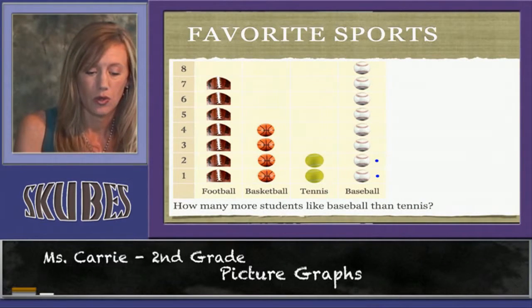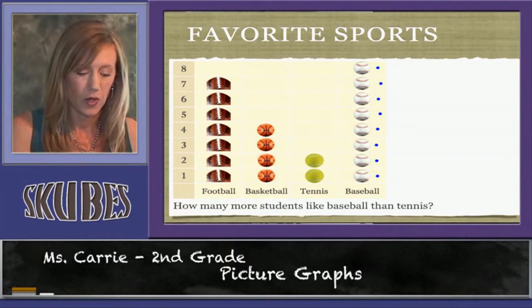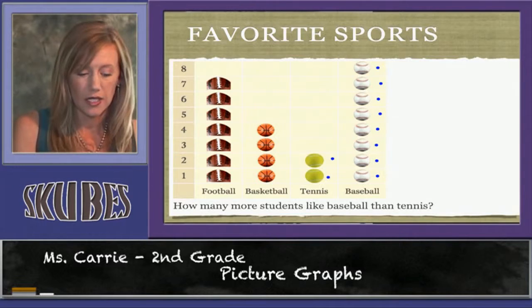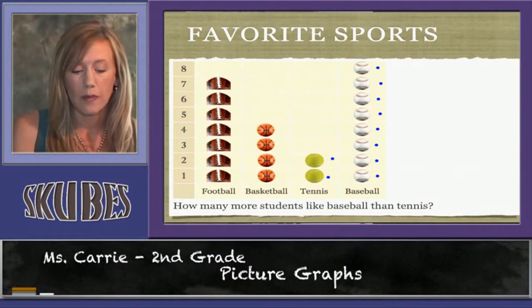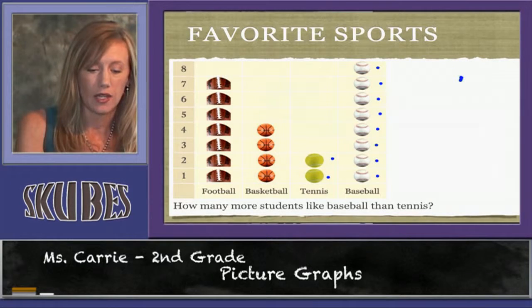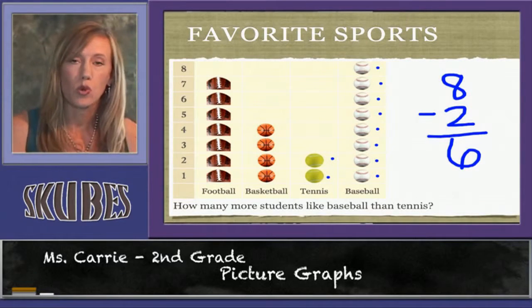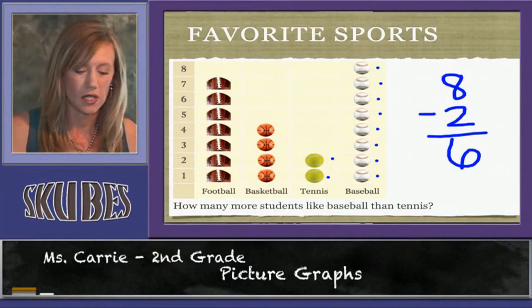1, 2, 3, 4, 5, 6, 7, 8 liked baseball. Only 2 liked tennis. If we need to know how many more liked baseball than tennis, we need to subtract. So 8 minus the 2 that liked tennis equals 6. So 6 more students liked baseball than tennis.